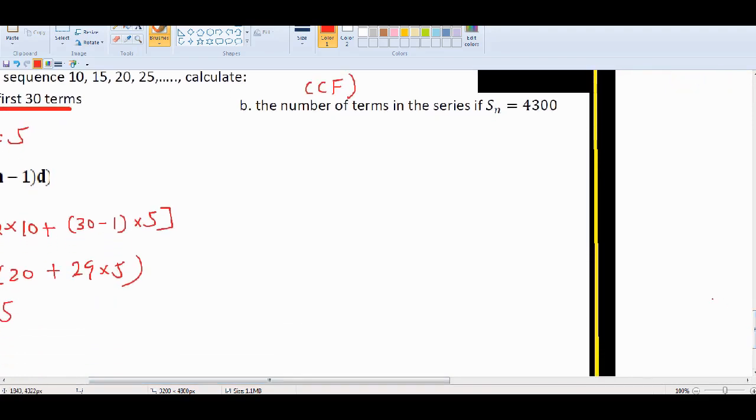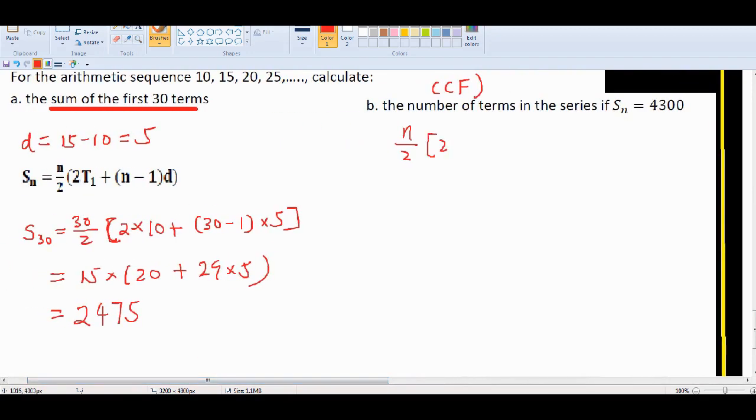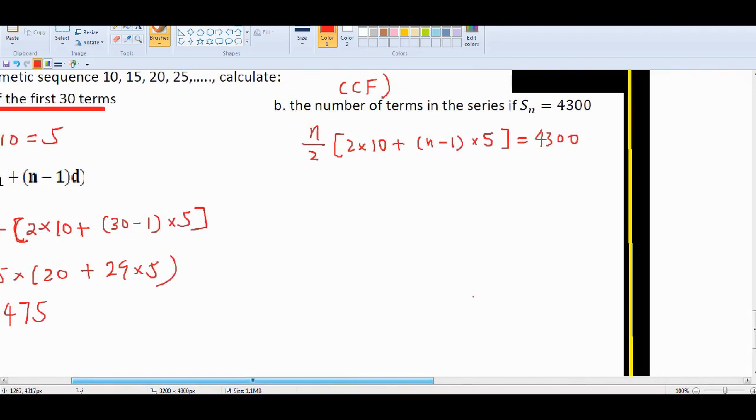So how could we do this? Because we don't know the number of terms, you need to let the number of terms be n. Then we use the formula. We know that's n over 2, times 2 times the first term, which is 10, plus n minus 1 times 5, equals this one. There will be a lot to do, but first we might move that 2 to the other side.